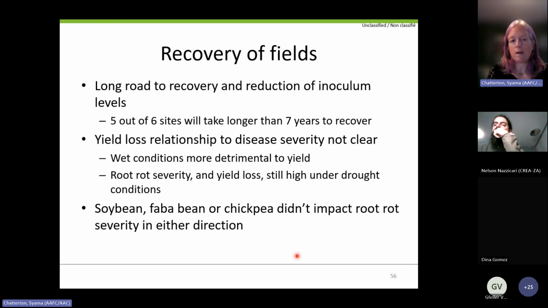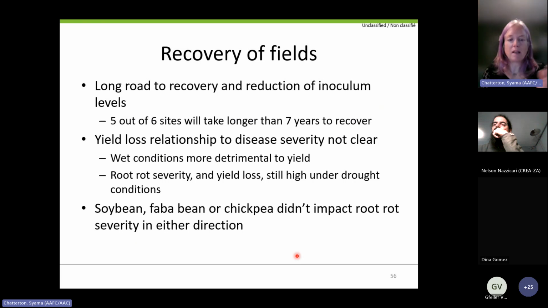It seemed to be more dependent on those wet conditions, with Aphanomyces being the most detrimental to yield. But even under those drought conditions, we still had high root rot severity, and we still saw some yield loss. I didn't get into it, but the soybean, faba bean, or chickpea really didn't impact root rot severity in either direction. So it wasn't contributing to more root rot, to more inoculum, but it also didn't help. They also didn't help reduce the inoculum.